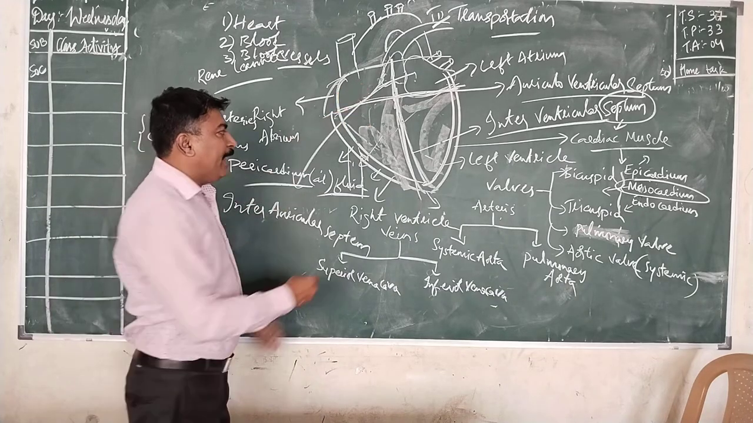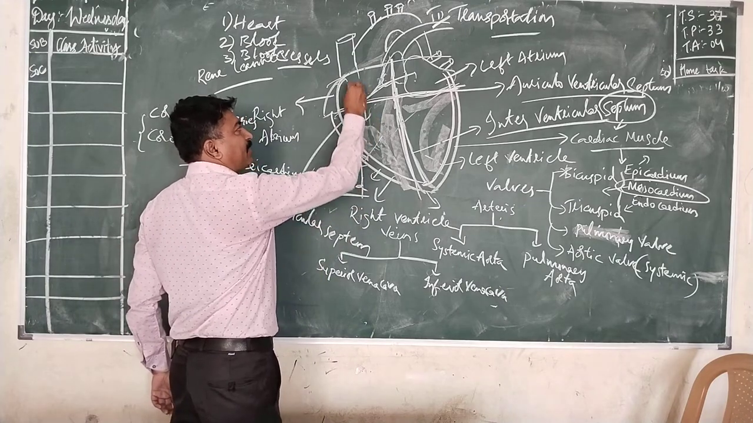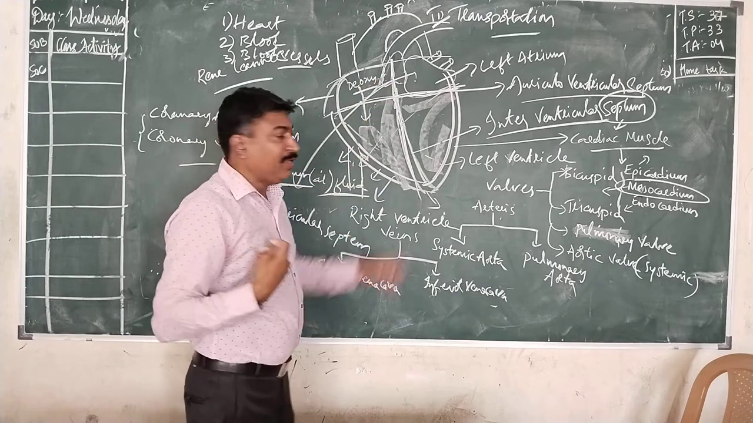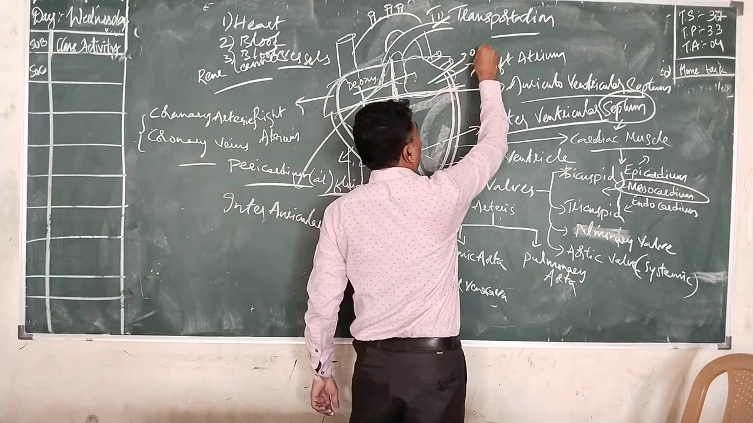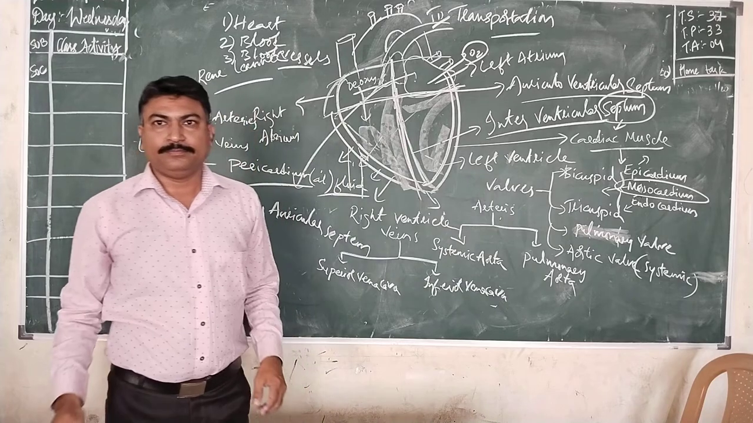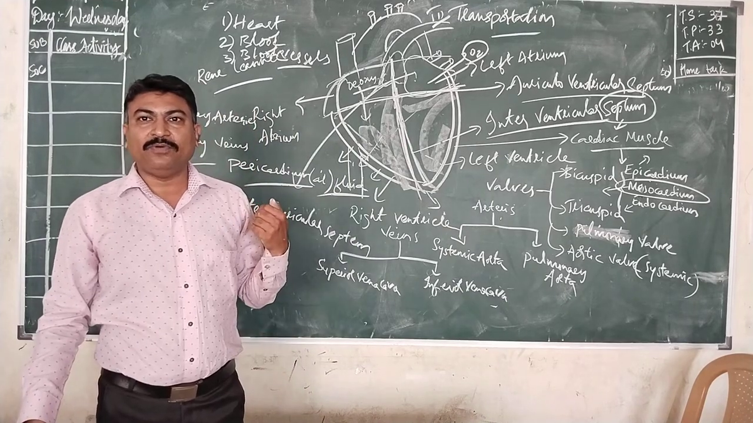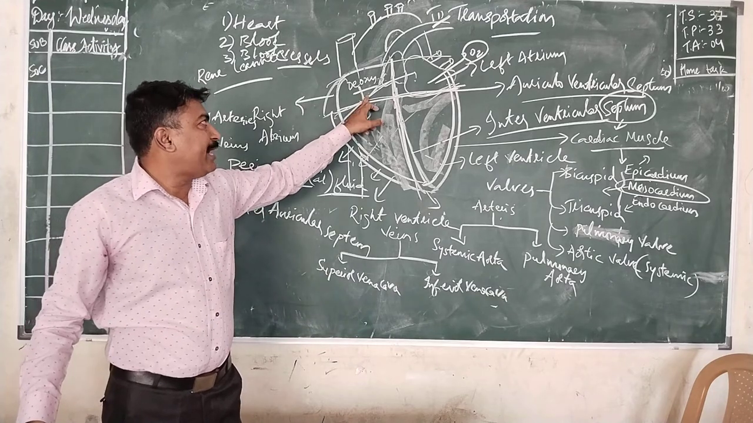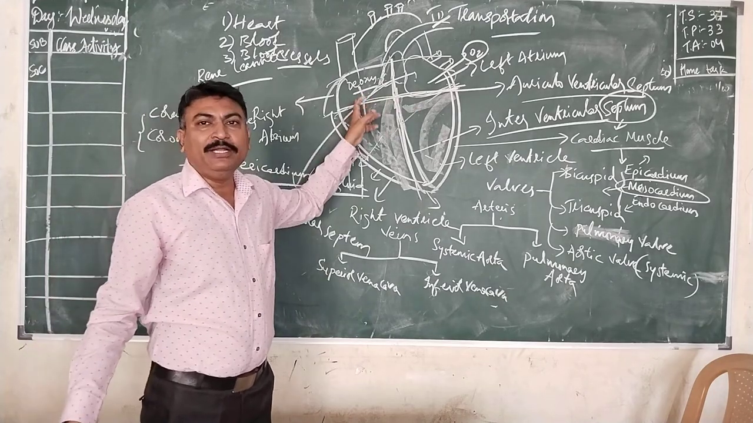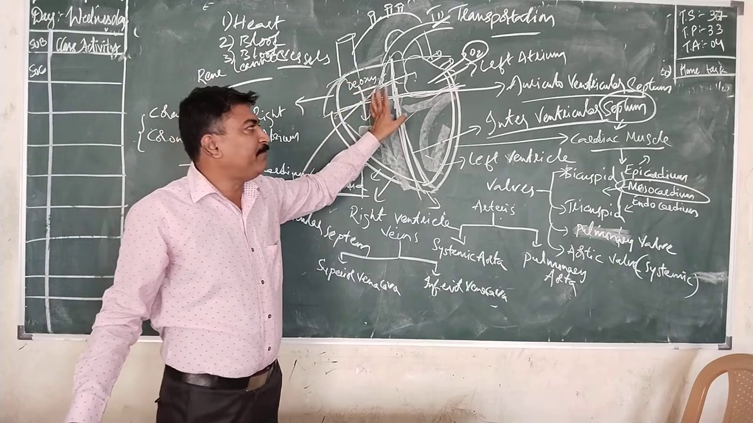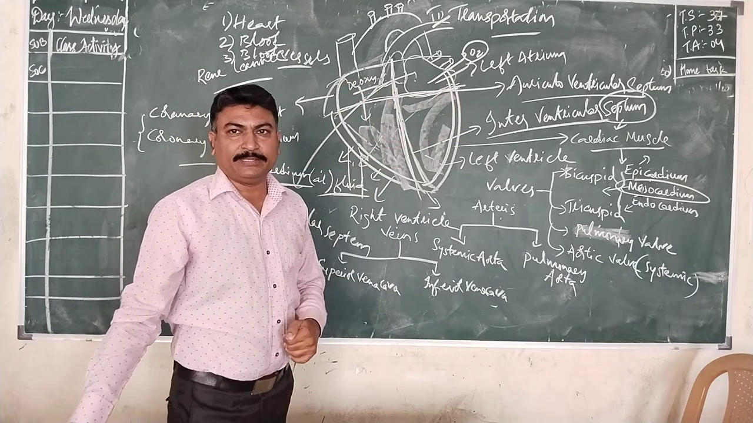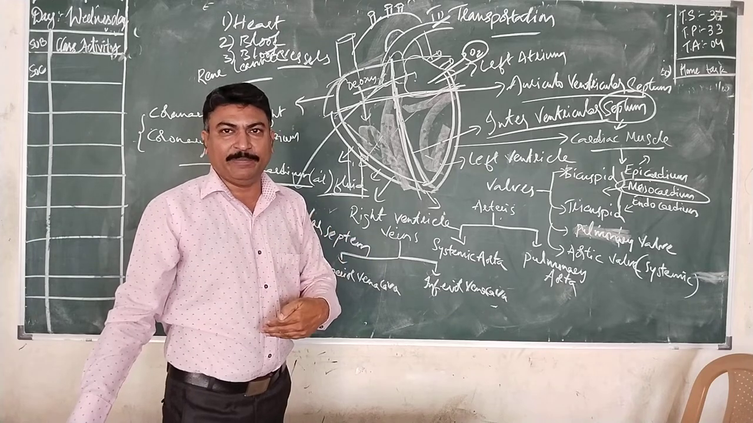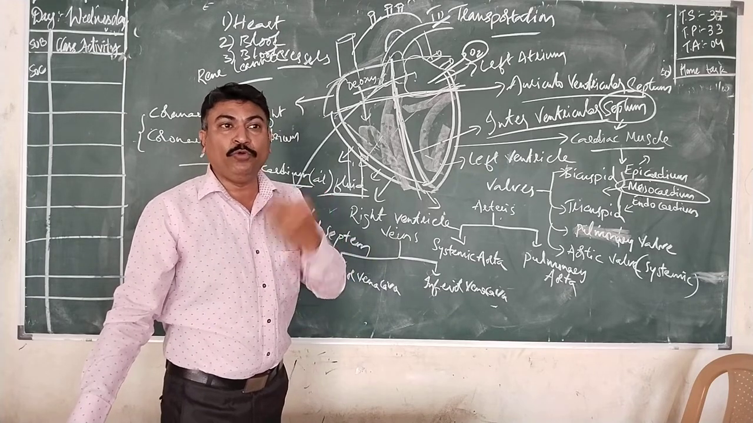Okay. The right side of the heart will always consist of deoxygenated blood. The left side will consist of oxygenated blood. Oxygenated blood should not mix with the deoxygenated blood. So that is the reason why we have septums inside the heart. The septum will be separating the oxygenated blood and deoxygenated blood. And each chamber will have its own feature.